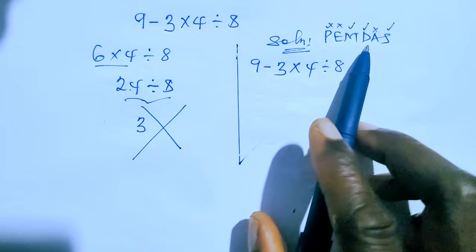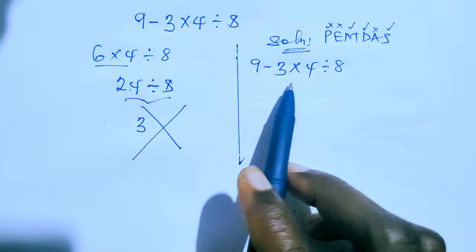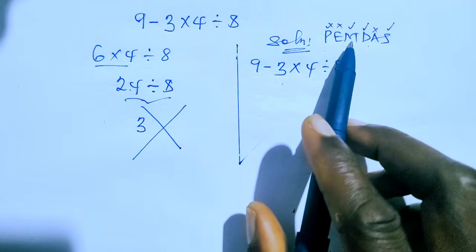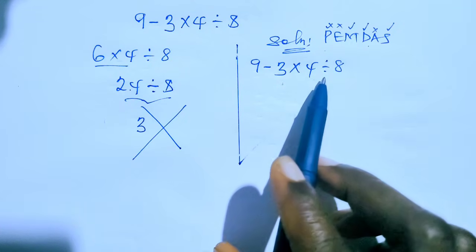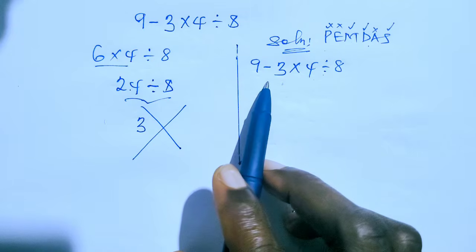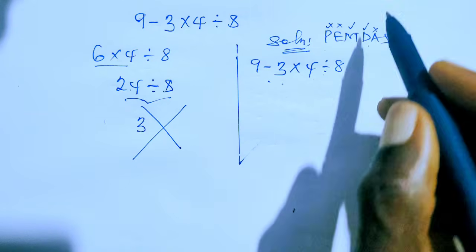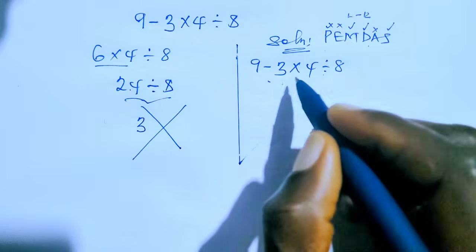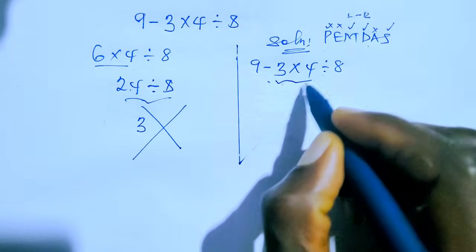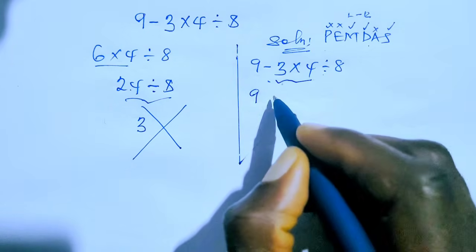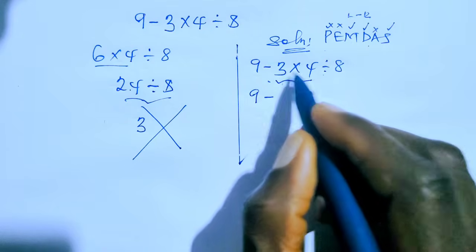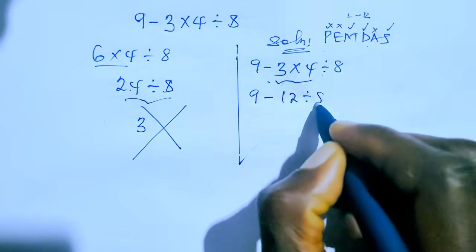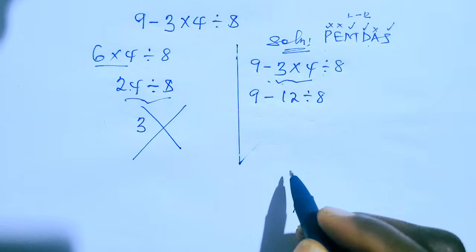Now, following this order, we are going to consider first multiplication, because from here multiplication is of higher priority than division and subtraction. And the operation here is from left to right. We move from left to right, and now we consider this, and the expression becomes 9 minus 3 times 4, that gives 12, divided by 8.